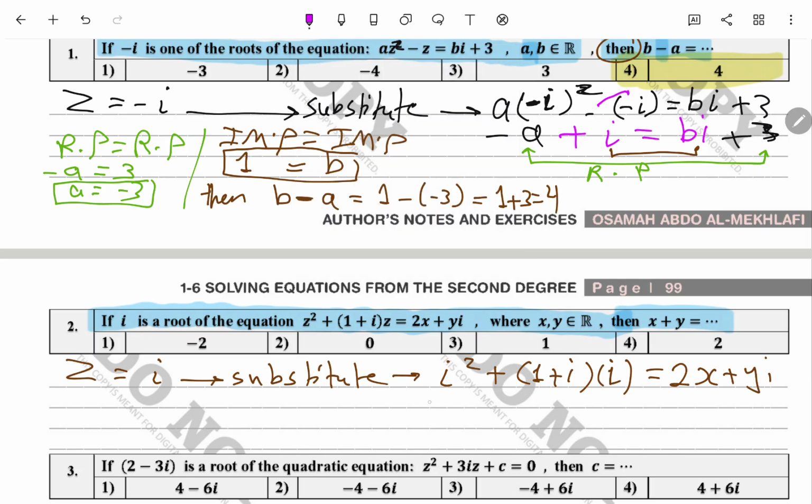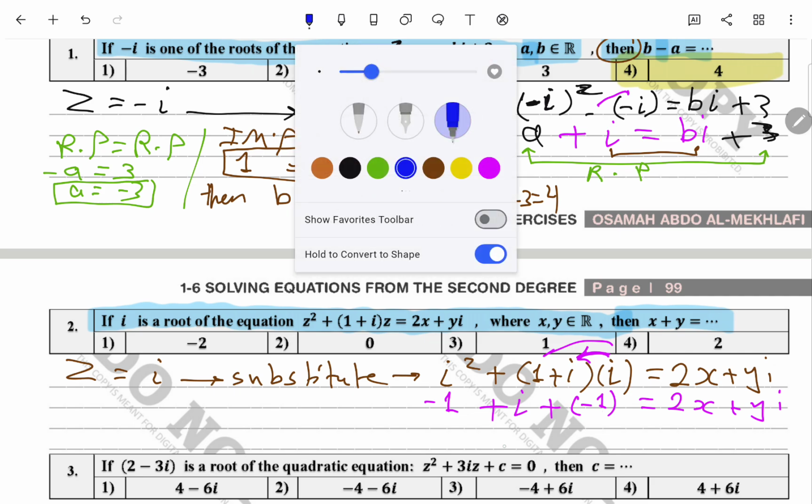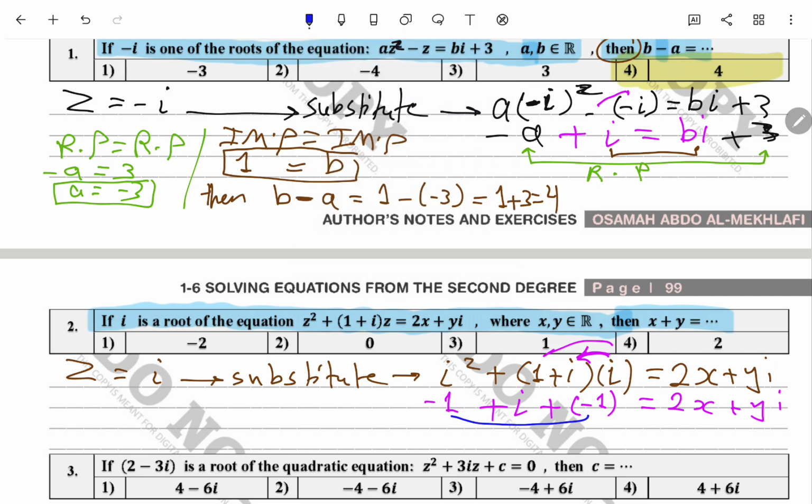i squared, which is negative 1, and here you can multiply i by 1 and by i. That means you get i plus i squared, where i squared is negative 1 again. That all equals 2x plus yi from the right side. After adding negative 1 and negative 1, you get negative 2. So this negative 2 is real.